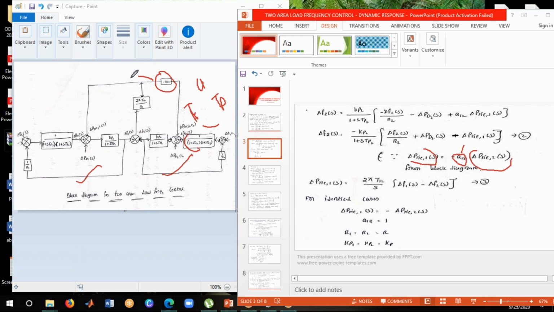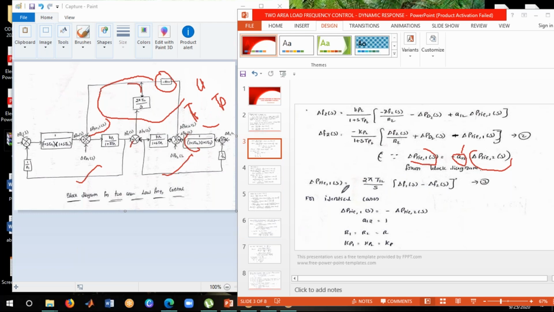Now for this additional tie-line system we can get the equation for delta Ptie. So delta Ptie1 of S is equal to 2 pi T12 of S into delta F1 of S minus delta F2 of S. Here delta F1 of S carries a positive sign and delta F2 of S carries a negative sign. That's why delta Pt1 of S is equal to 2 pi T12 of S into delta F1 of S minus delta F2 of S.